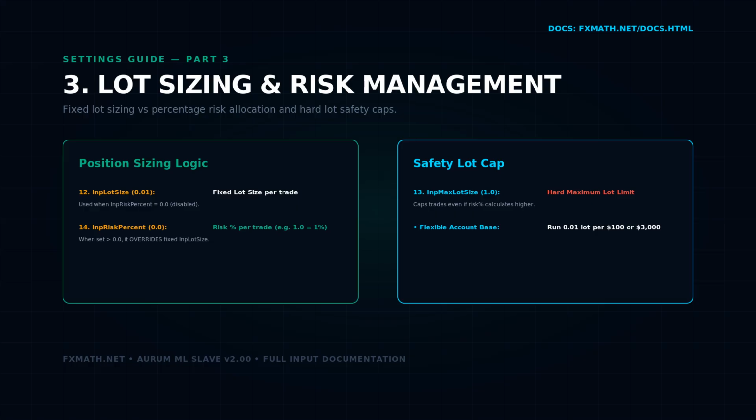Now let's review position sizing. Setting number 12 is InpLotSize, defaulting to 0.01 micro lot. This is used whenever risk-based sizing is disabled. Setting number 14 is InpRiskPercent.